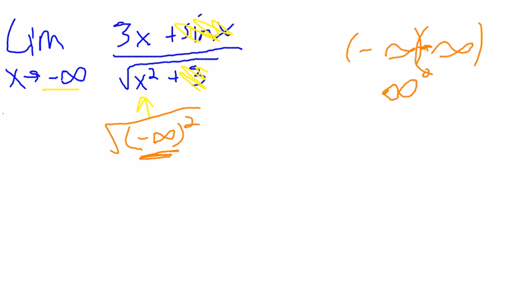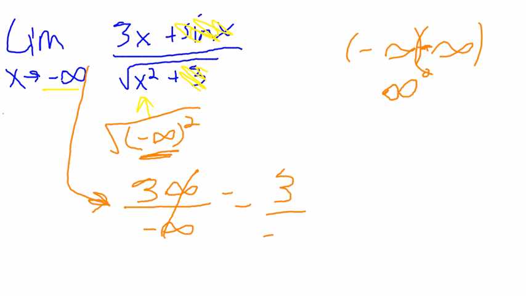So what I really have is 3 times infinity over negative infinity. These guys cancel, giving me 3 over negative 1. I can do that because they're growing at the same rate. If this was an x to the 4th, then it would totally change the game. But I get 3 over negative 1, which is negative 3. We talked about that in class recently, so you should be good with that.